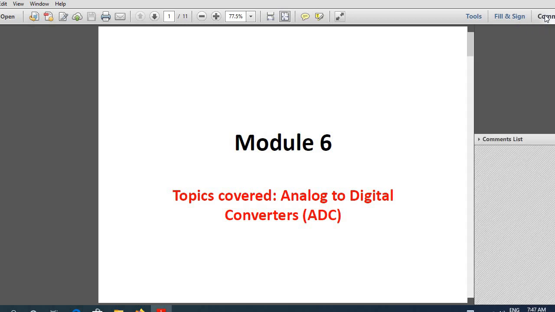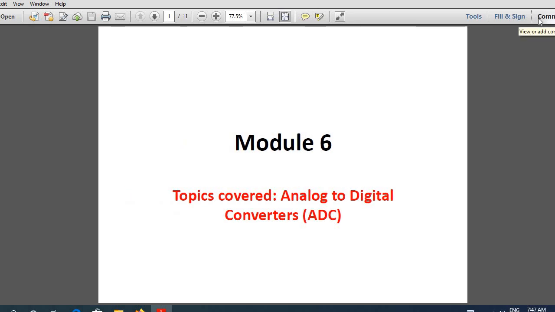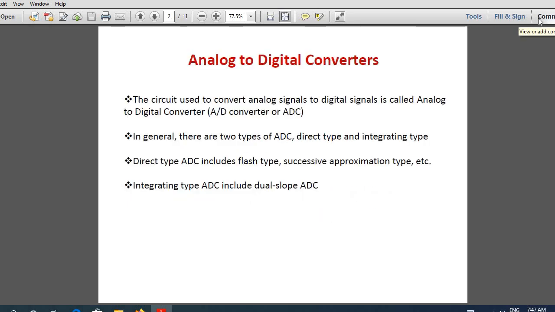In the last class we were discussing digital to analog converters. In this class we will be discussing analog to digital converters. So what are analog to digital converters? They are circuits which are used to convert analog to digital signals. There are two types of ADC, direct type and integrating type. Examples for direct type include flash type and successive approximation type, and an example for integrating type is the dual slope ADC. In this class we will be discussing the direct types, flash type and successive approximation type.